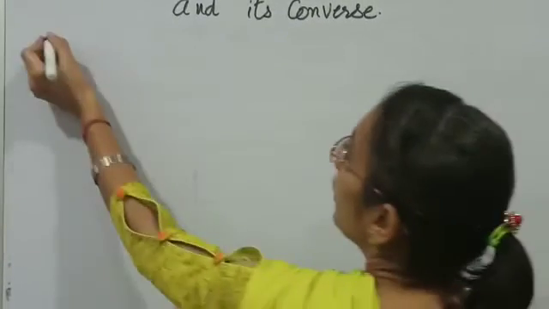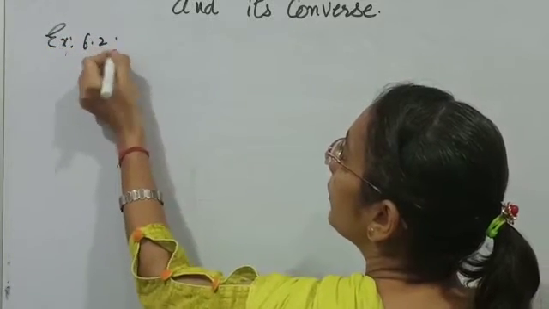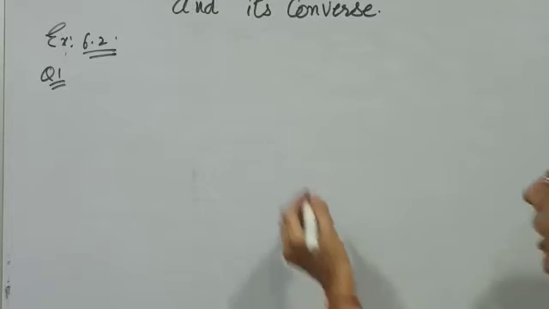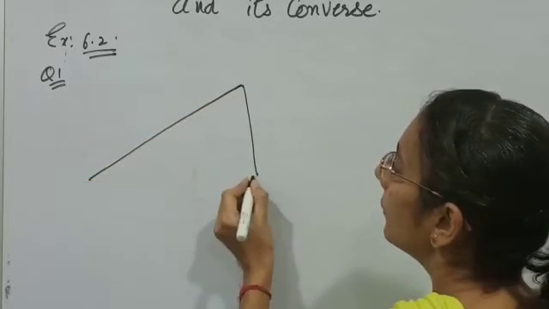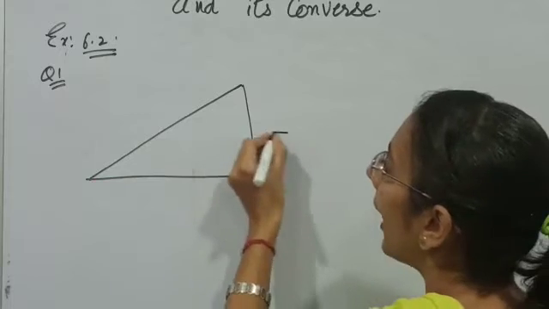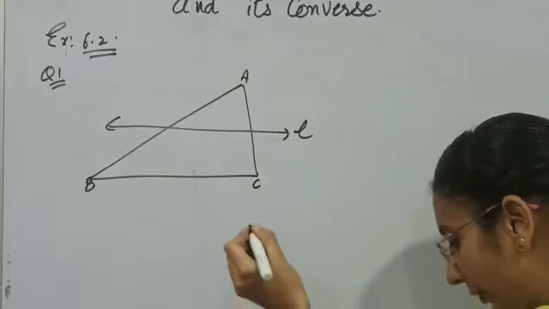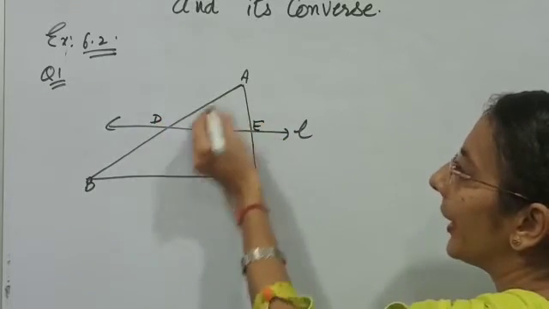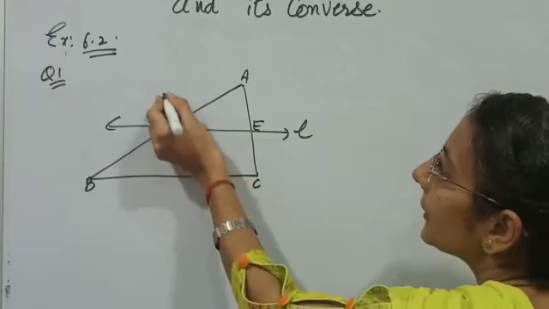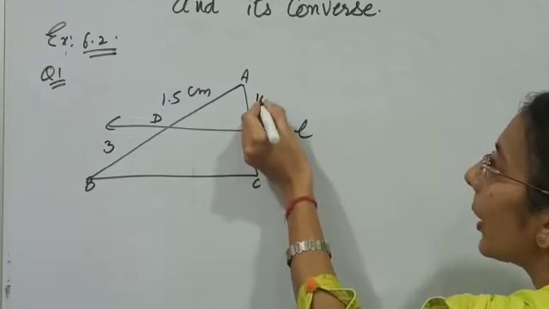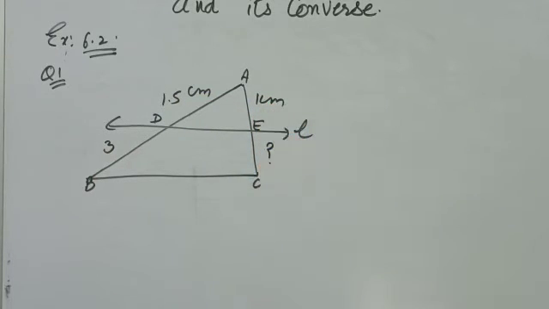In exercise 6.2 of the NCERT book, let us see the first question, first part. Here we are given a triangle ABC and a line L parallel to BC which intersects AB and AC at points D and E respectively. The parts are given: AD is 1.5 centimeter, DB is 3 centimeter, AE is 1 centimeter, and we have to find EC.